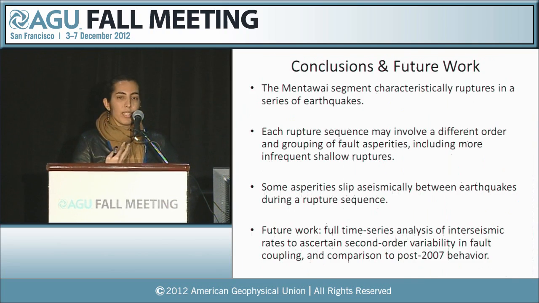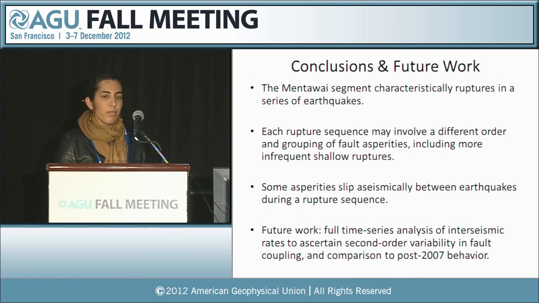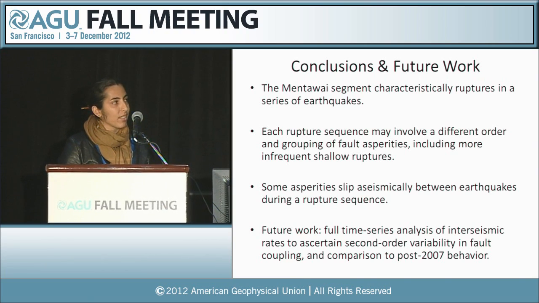So to conclude, what have we learned from this study? We find that there's a very broad diversity of slip behavior in the Sunda Megathrust. First of all, we have a segment which characteristically ruptures in a series of earthquakes. However, in each rupture sequence, the asperities can be grouped variously into the individual earthquakes. We also find that some asperities slip aseismically in each of the rupture sequences.